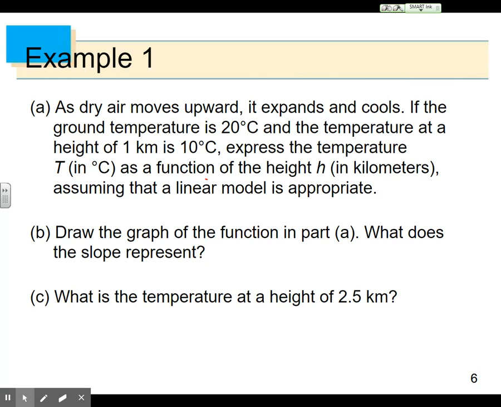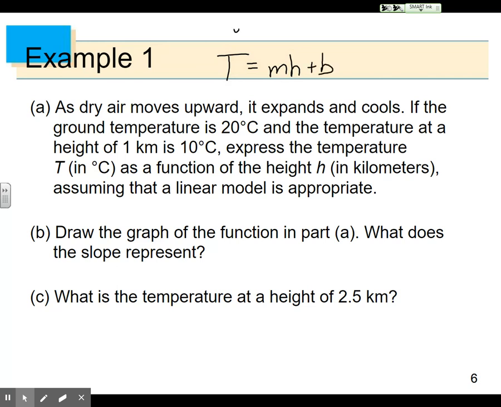It says as dry air moves upward, it expands and it cools. So if the ground temperature is 20 degrees Celsius, ooh, going all Celsius on this one. I don't even know what that would be in Fahrenheit. It's probably about average, I guess. And the temperature at a height of 1 kilometer into the air is going to be 10 degrees Celsius. Express the temperature T as a function of h. Okay? Now careful, what that means is T as a function of h.